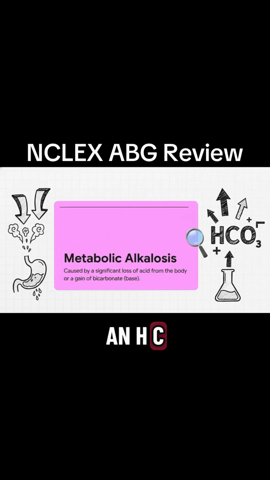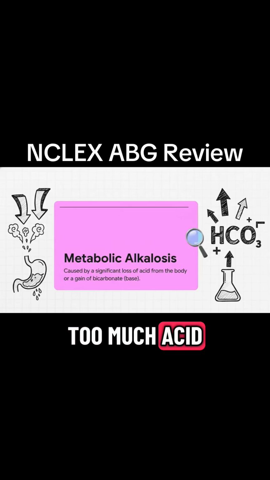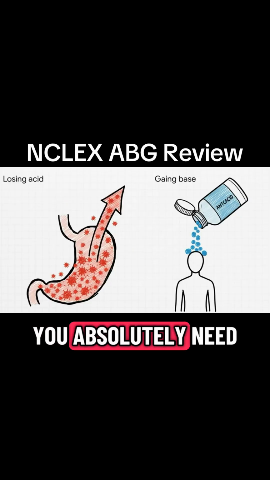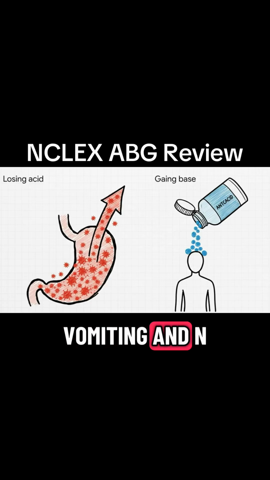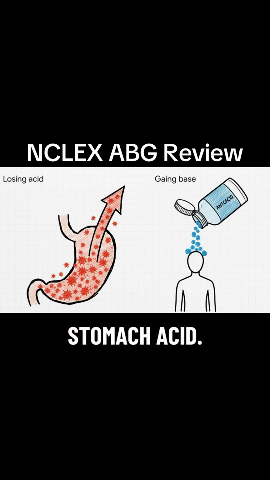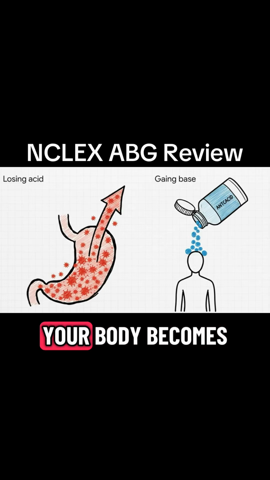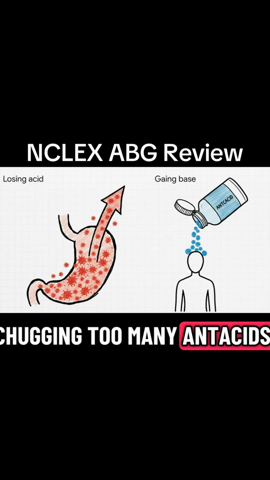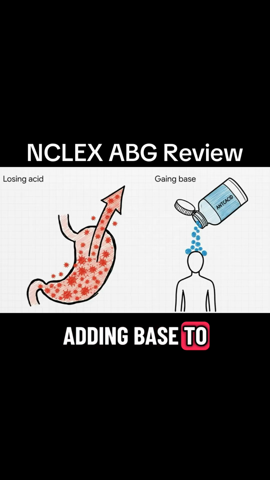Metabolic means it's an HCO3 issue, and alkalosis means the pH is high, and it's caused by one of two things. You're either losing too much acid or you're gaining too much base. Okay, for the NCLEX, you absolutely need to know these two, vomiting and NG suction. Why? Think about what's in your stomach, acid. If you're losing all that stomach acid, your body becomes more alkaline. Makes sense, right? Another one is chugging too many antacids. You're literally just adding base to your system.